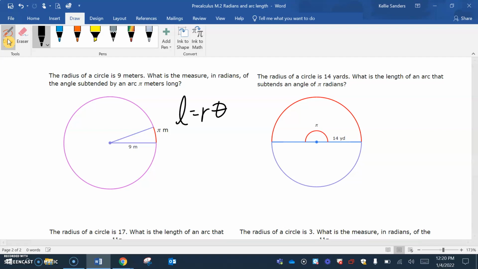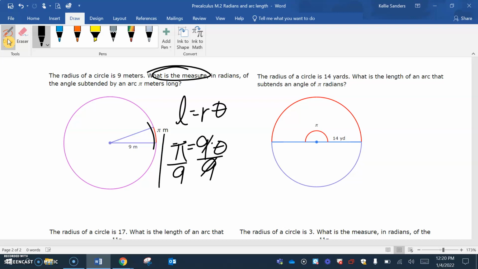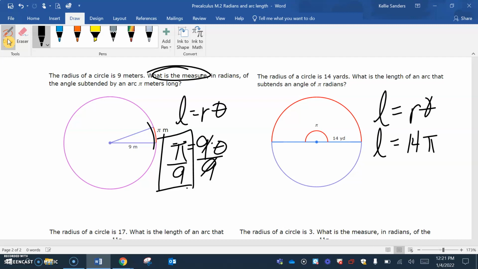L equals R theta. We're given the arc length, so we're given the L, which is pi, we're given the radius, which is 9, and we're looking for the measure of the angle. So we're going to divide by 9, and we're going to divide by 9. Those 9s cancel out, so we're left with pi over 9 as the answer. L equals R theta. We're looking for the L this time. They give us the radius of 14 and the angle of pi, and there's nothing to do because L is already by itself, so your answer is 14 pi.